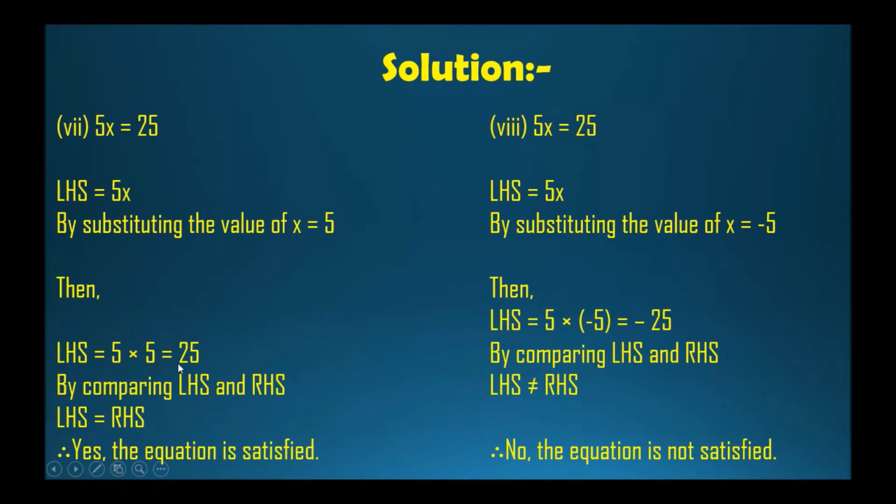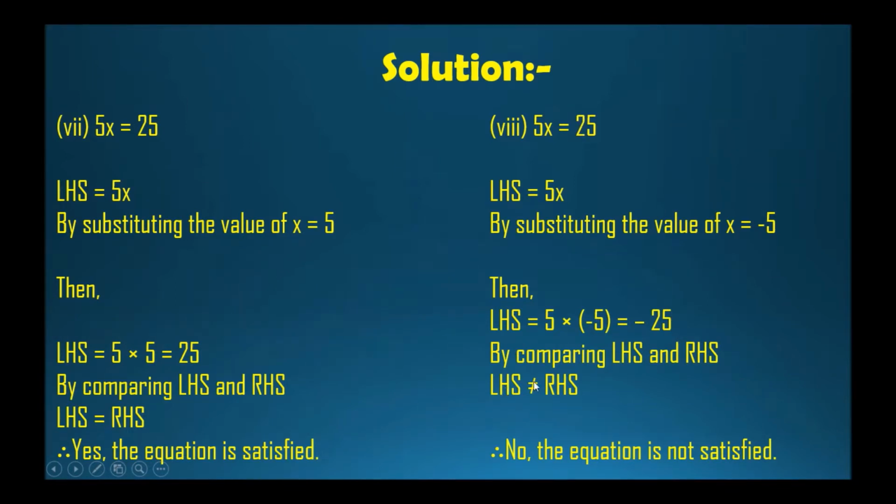Next is 5x equals 25. Here the value of x is minus 5. So 5 into minus 5 equals minus 25. But we want 25 only. So LHS and RHS both are not equal. So this equation is not satisfied.